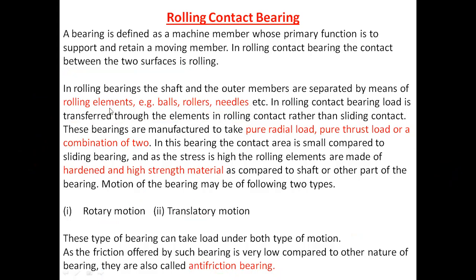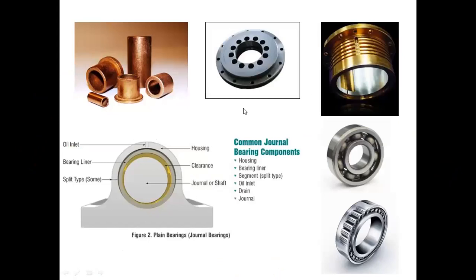Now we'll see some examples here. You can see some of the bearings. You can see here a plain bearing or general bearing. What we see, it is having some oil inlet. Already we have drawn this in machine drawing. We have drawn now the general bearing.